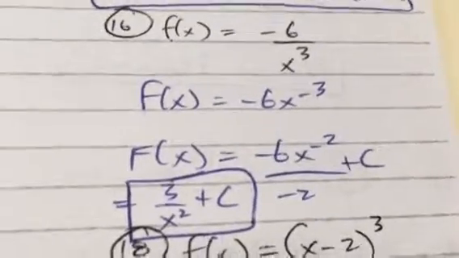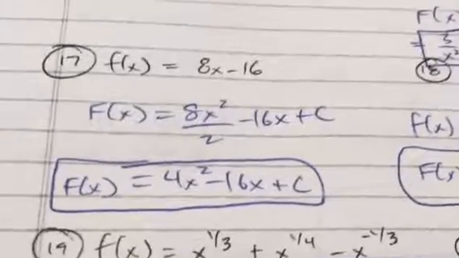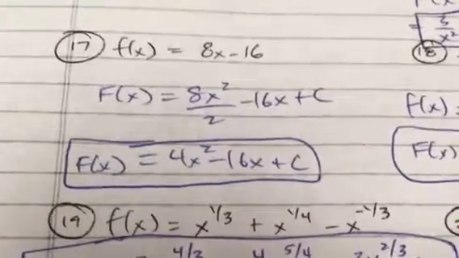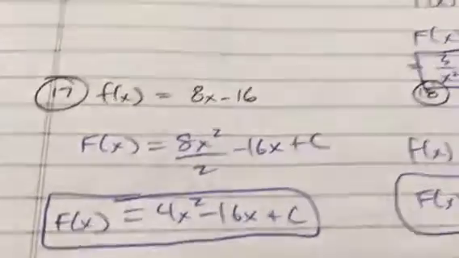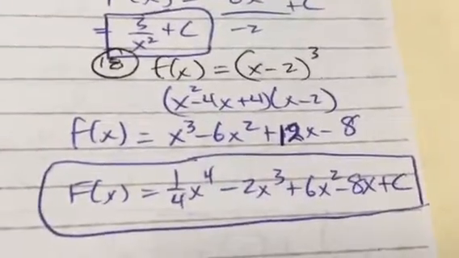16 is very easy. Please do not miss 16. All right. I don't really care about negative exponents. You can leave them. That's fine. 17 could not be easier. Could not be easier.